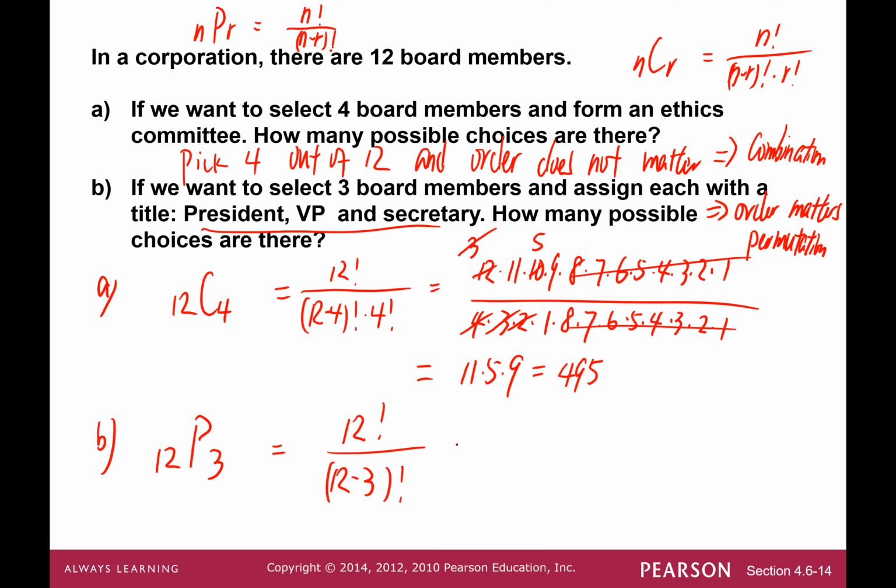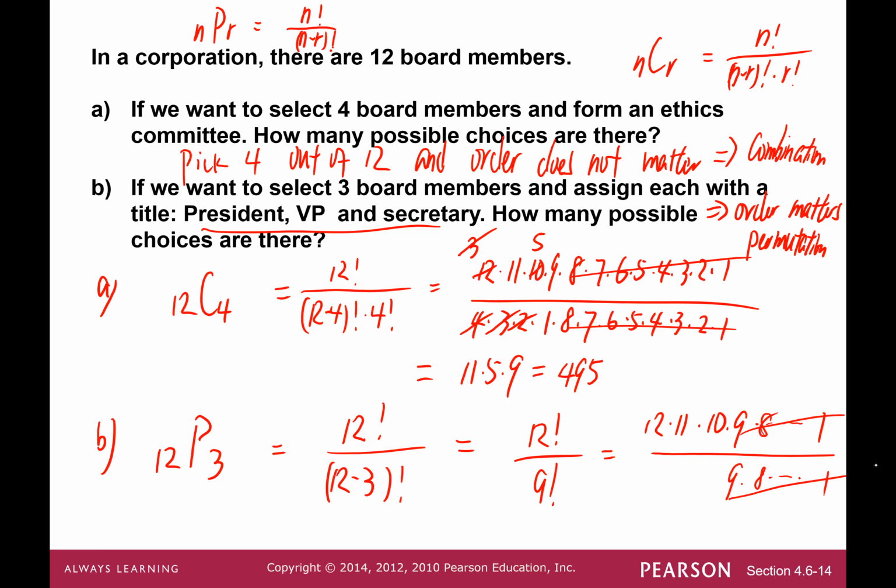Okay, and this turned out to be 12 factorial over 9 factorial. So that's 12 times 11, same thing, right? Everything from 9 all the way to 1. And then 9 factorial on the bottom is 9 times 8, right? All the way to 1. And we know everything after 9 will be canceled. So basically just multiplying 12 times 11 times 10. And this turned out to be 1320.